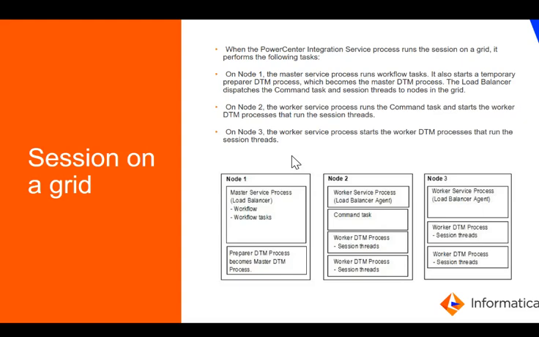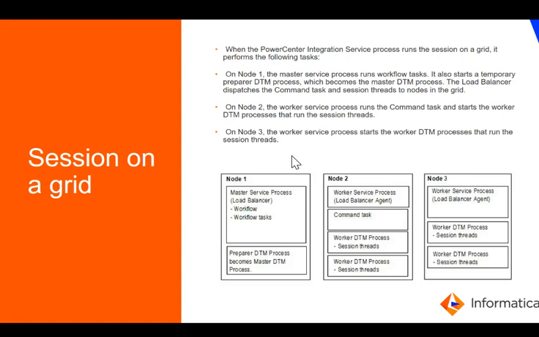So what happens is that the load balancer dispatches a master DTM process, which in its initial phase is called a preparer DTM process. If you check the workflow logs, you will always see that for a session task, it will say deploying the preparer DTM or deploying the preparer task. And once the preparer DTM has come up, only then later the session starts and the session executes.